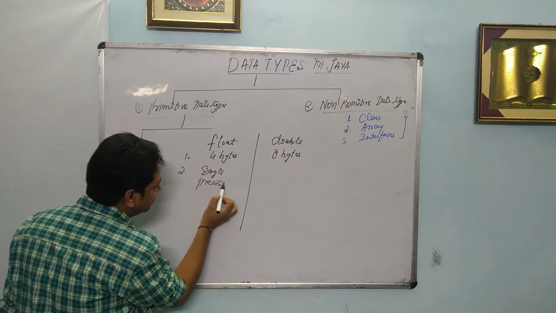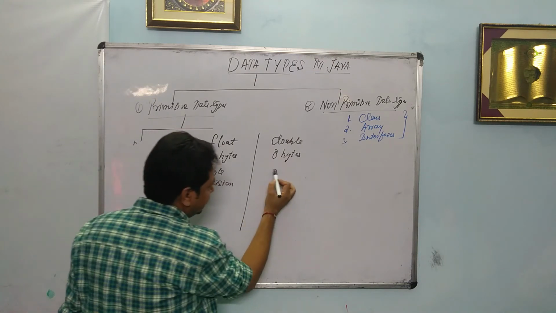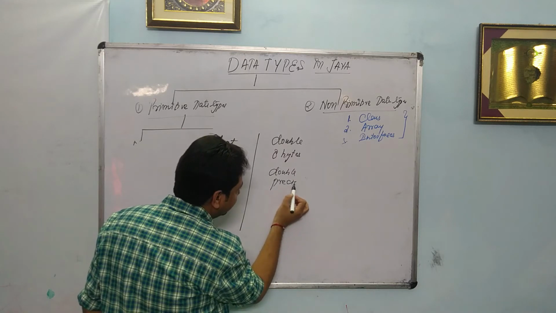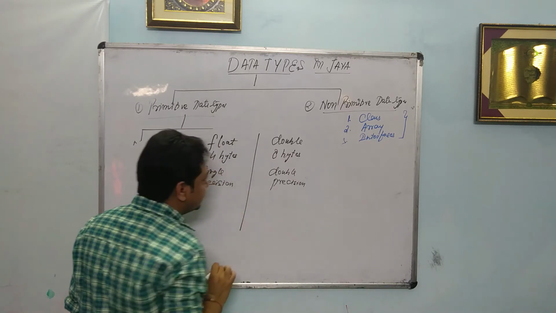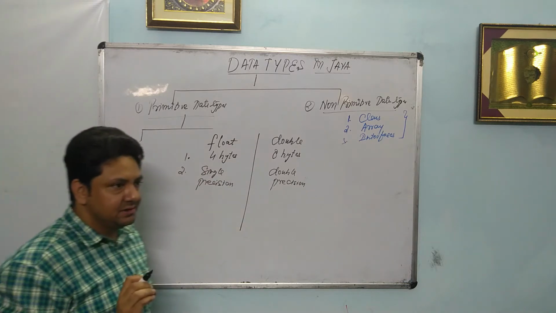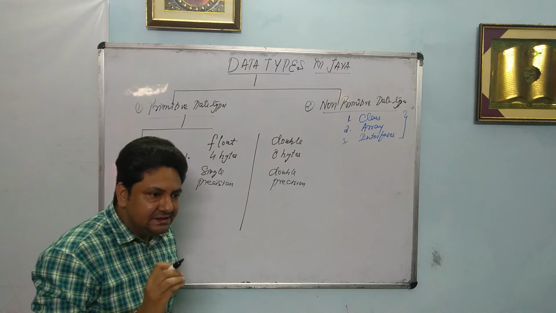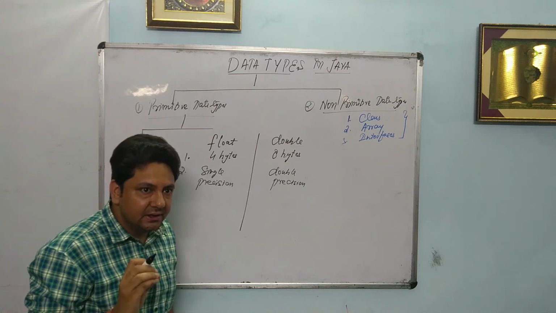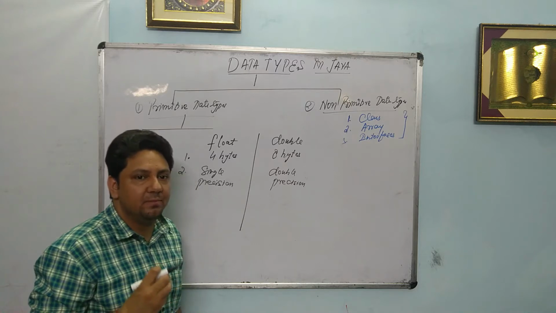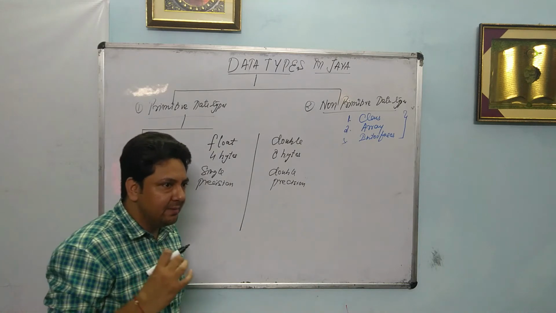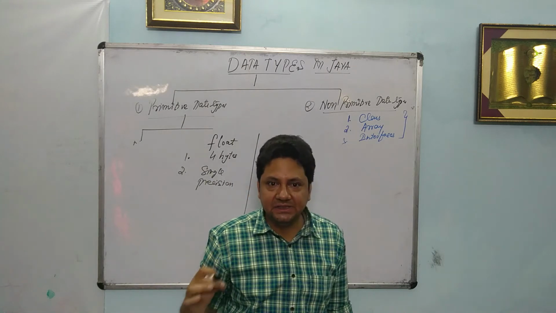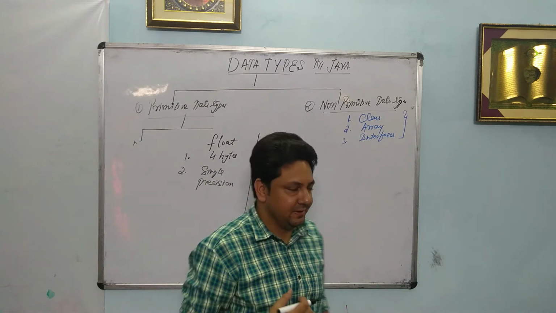Second, float is single precision, and double is double precision. So what is single precision and what is double precision? Precision means the digits after the decimal. The number of digits after the decimal is called precision. कोई भी नंबर जब हम लिखते हैं तो डेसिमल के बाद आने वाली डिजिट्स को हम लोग प्रिसिशन कहते हैं. Okay.